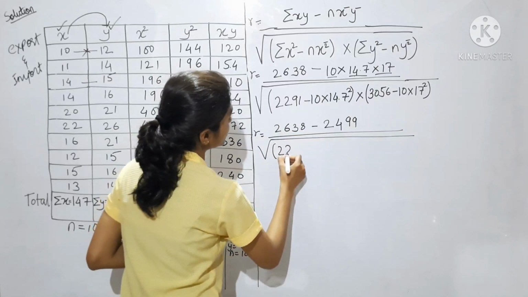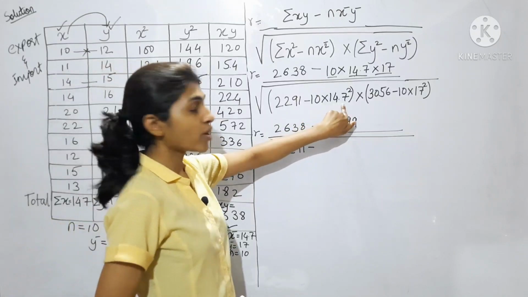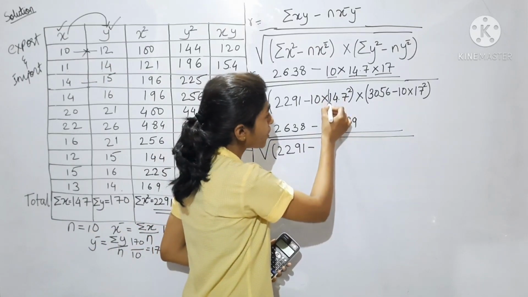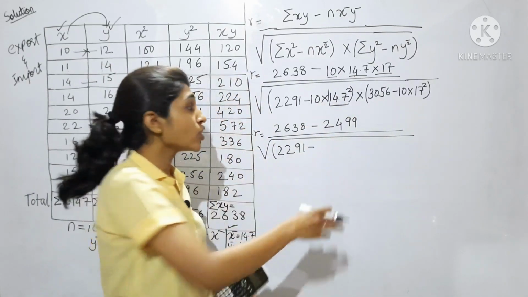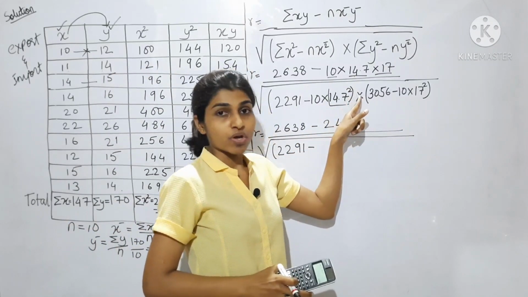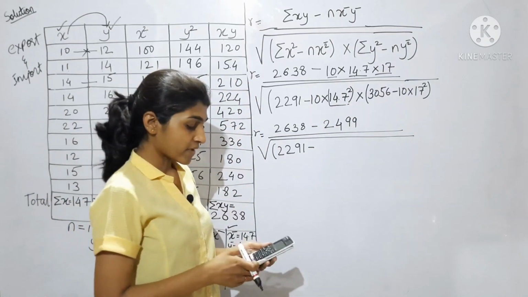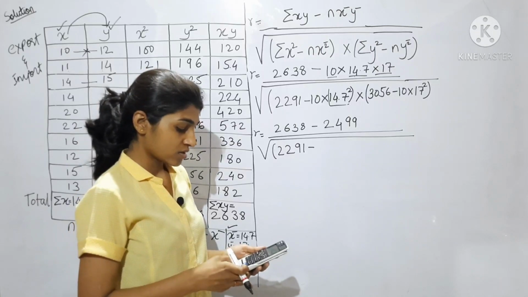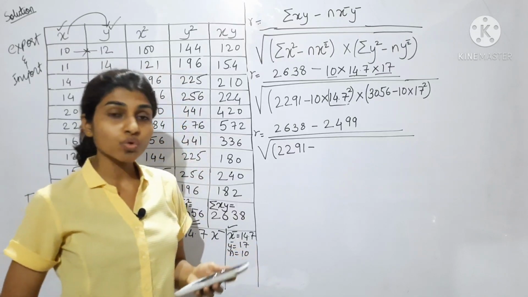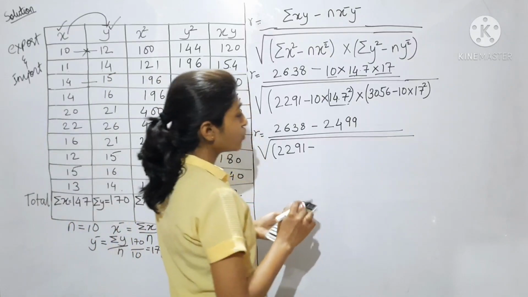write 2291 as it is. Now see here, 10 multiply by 14.7 square is given. That means the square is only for this much, it is not for the whole bracket. That means 14.7 square. Find the square of 14.7. So 14.7 square, you get 216.09.